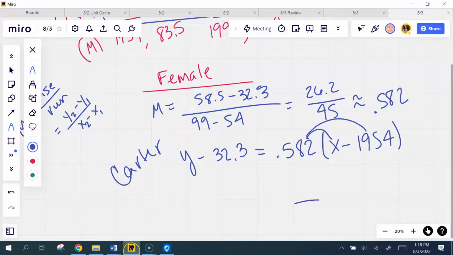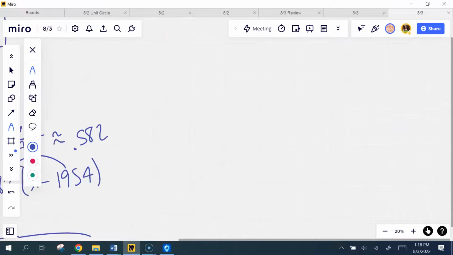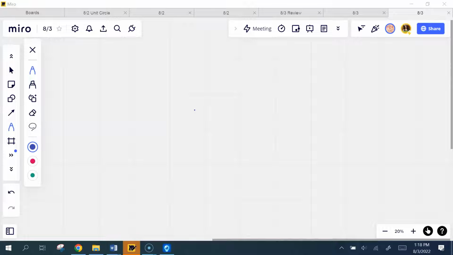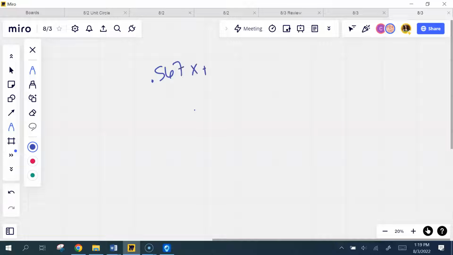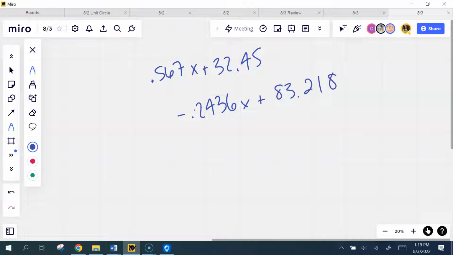Okay, so on 17, let's go back to the equations that you had. Tell me what equations you got for 17. Well, you got them in 15. What were your 2 equations? All right, so when you calculated your linear regressions on your calculator, this should be what you got on number 15. There is the female equation, there's the male equation.